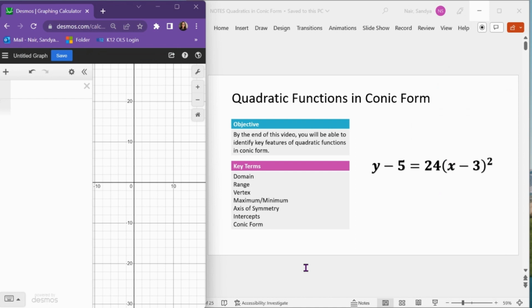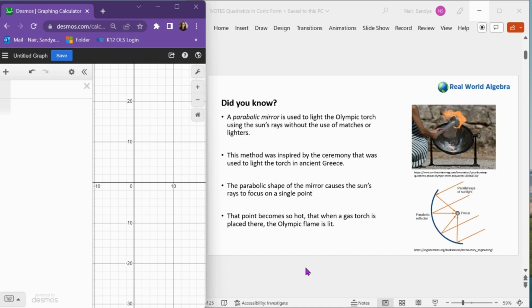In this video, we're going to talk about how to identify key features of quadratic functions in conic form. So, did you know that a parabolic mirror is actually used to light the Olympic torch using the sun's rays without the use of matches or lighters? This method was inspired by the ceremony that was used to light the torch in ancient Greece.